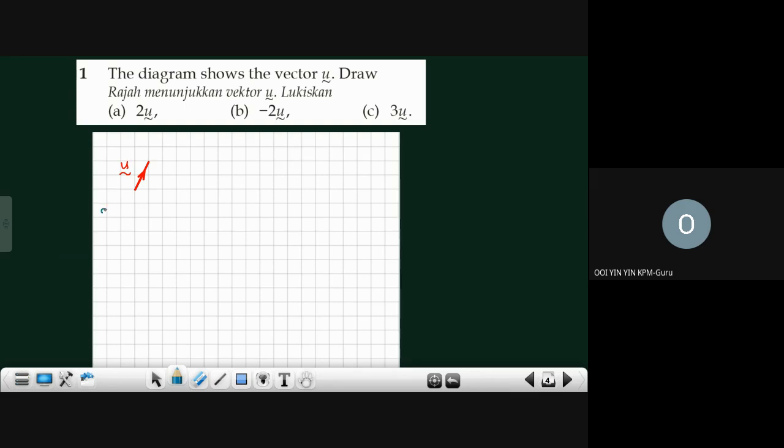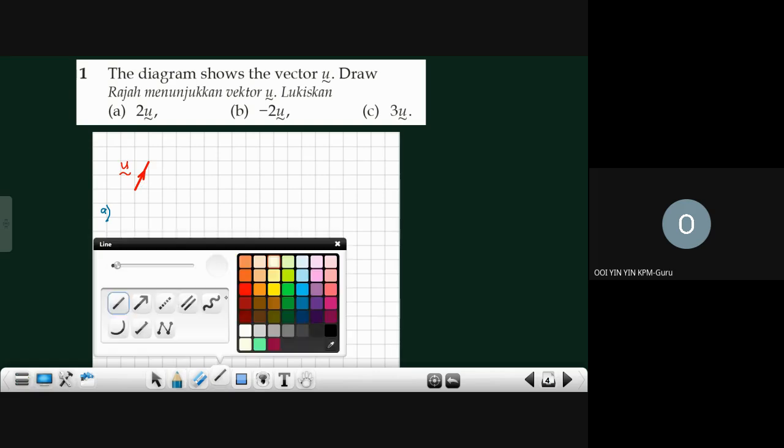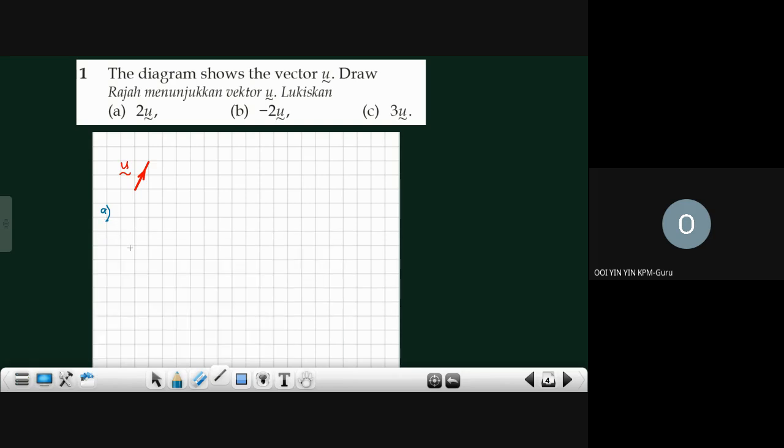Okay, A. Now here, I want to draw 2u. Saya nak lukis 2u. 2u, that means 2 times. Supposing one unit horizontally, now 2 units horizontally. So I use this one here, senang sikit. Arrow. Okay, this one first. And then blue color. Okay, so this is how I draw it from here.